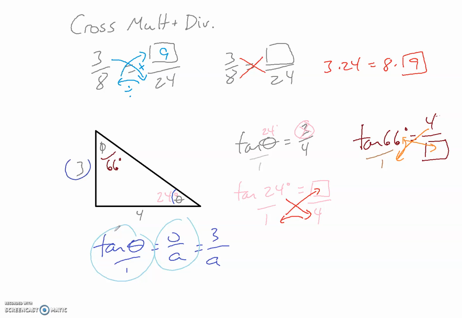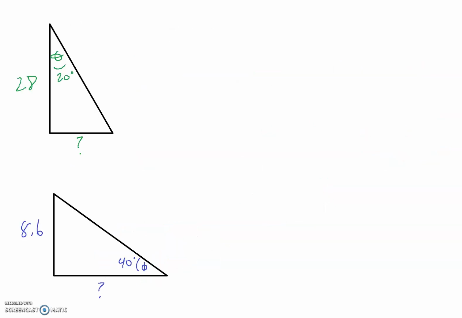And this will work for any of the trig ratios. It's just cross multiplying, dividing, or cross multiplying depending on how you want to look at it. It's all the same thing, doesn't make any difference.